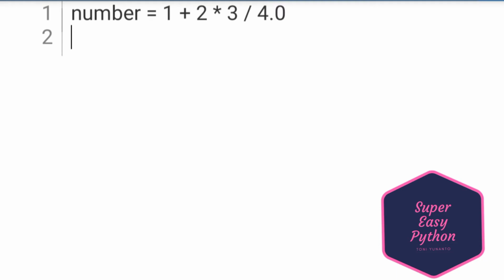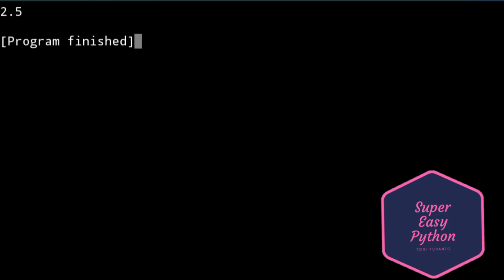For example, number equals to 1 plus 2 times 3 divided by 4.0, which is a floating number, and then we type the command print number, and then we run it, friends. The result will be 2.5.